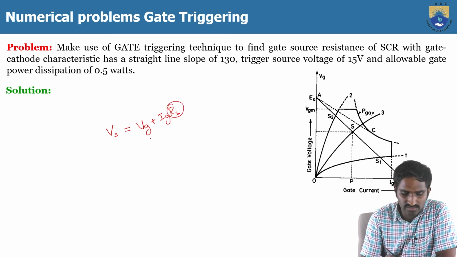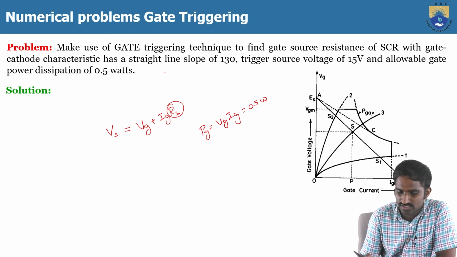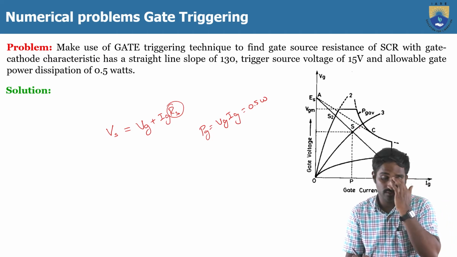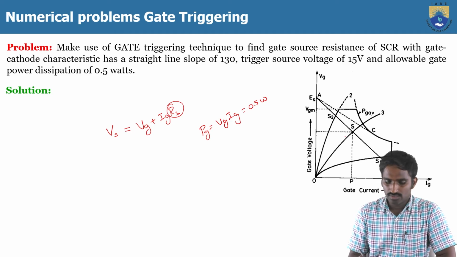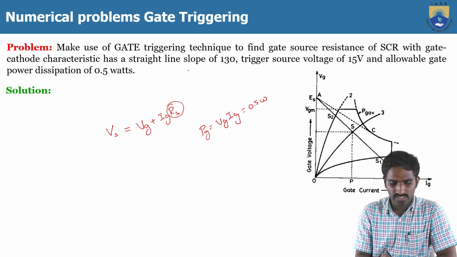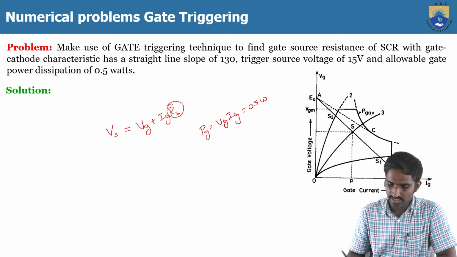Here the given data is the gate power Pg, which is equal to Vg into Ig, equal to 0.5 watts. And they have also given the straight line slope of the characteristics. Here you can see the gate characteristics of an SCR. The line AD represents the actual gate characteristics.